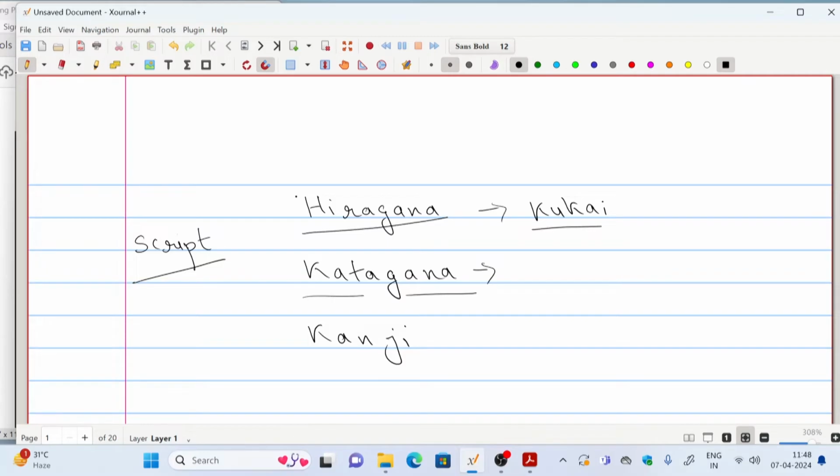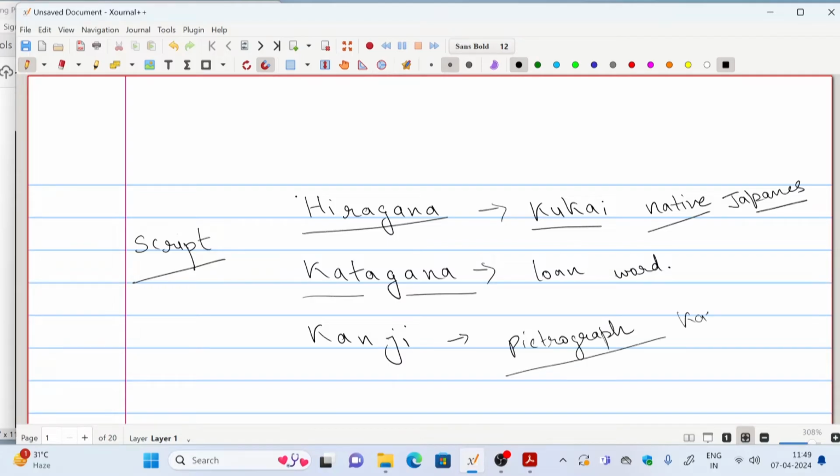Hiragana is used for the native Japanese words. But Katakana is used for loan words, the words not originated in Japan but introduced to Japan from some other country. Kanji are the pictographs which have come from China and were introduced to Japan in the Japanese language after simplification.